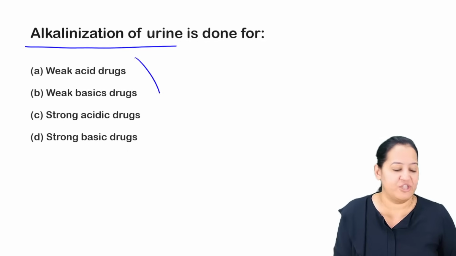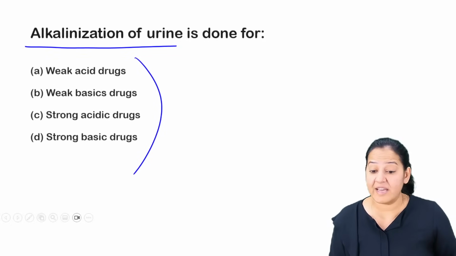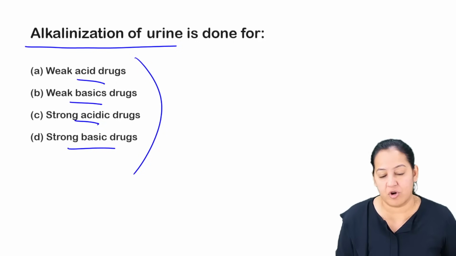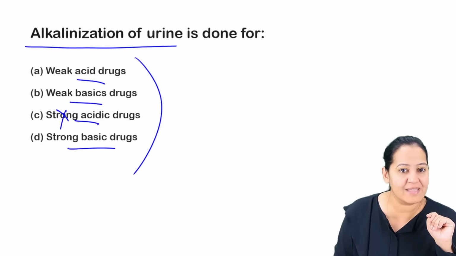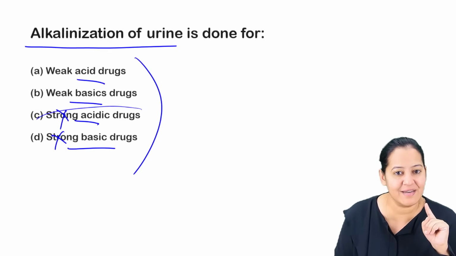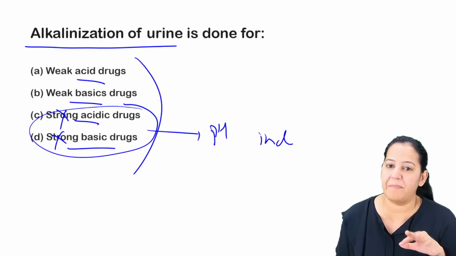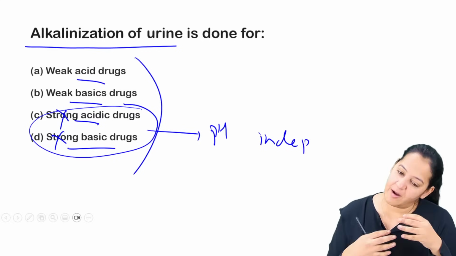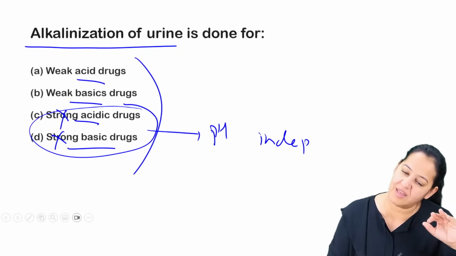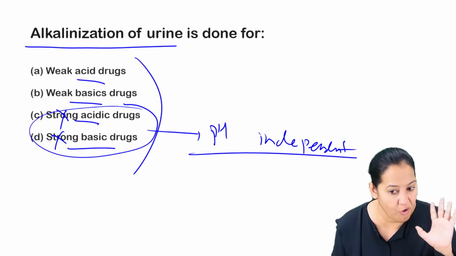Alkalinization of urine is done for which poisoning? The patient is having poisoning of which drug? Then you will do the alkalinization of urine. For weak acid, weak base, strong acid, strong base. Please learn a rule. For strong acid or strong base, we don't do anything because they don't ionize. Strong acid and strong bases, if these are the drugs, they are pH independent. They don't depend on pH at all. They are absorbed from stomach also. They are absorbed from intestine also. And they are excreted in acidic urine. They are excreted in basic urine. They are pH independent.